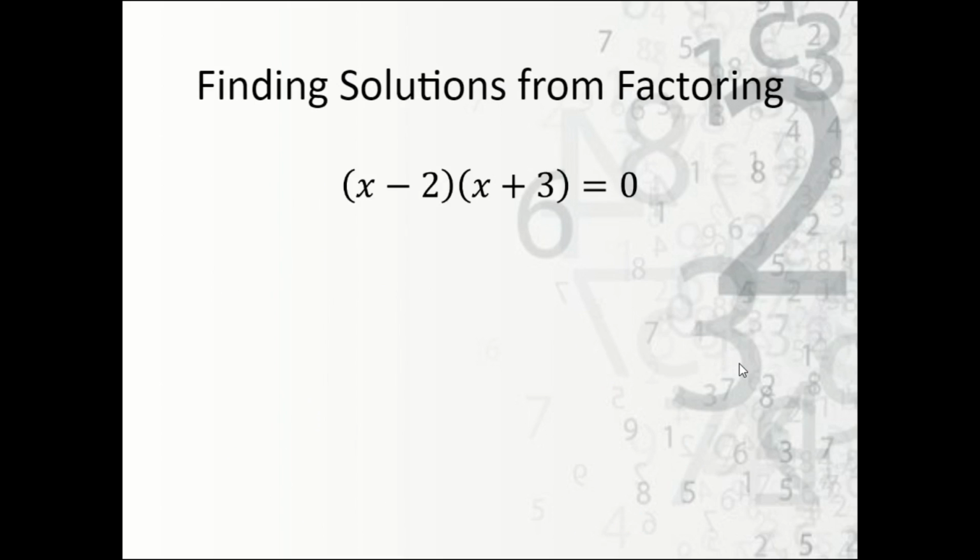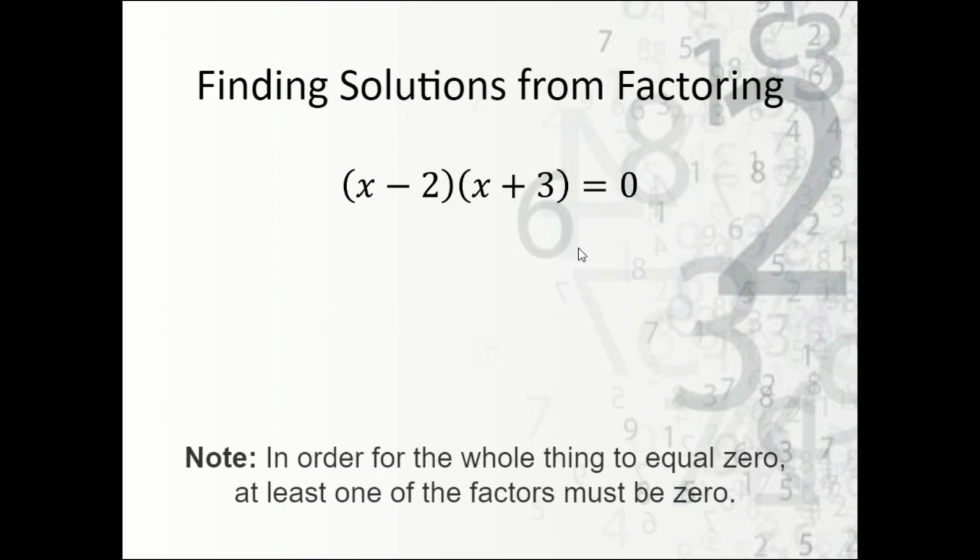So finding solutions from factoring. Really, this is the way we find roots. So we have x minus 2 and x plus 3 is equal to 0. We set each of these equal to 0. So x minus 2 is equal to 0, and x plus 3 is equal to 0. And then I just solve.